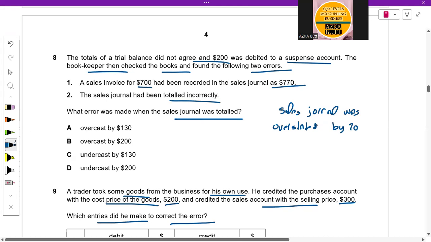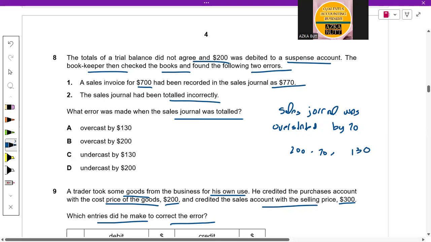And the total trial balance difference is $200. The difference was debited to the suspense account, and an error to the sales journal was totaled incorrectly, and we need to determine the amount by which it was incorrect. Error one, the overstatement of $70 from the sales invoice recording, contributes to the imbalance. The total difference was 200, but $70 of that is already accounted for by the first error. So 200 minus 70 is equal to 130. This remaining $130 needs to be explained by the incorrect total of the sales journal.